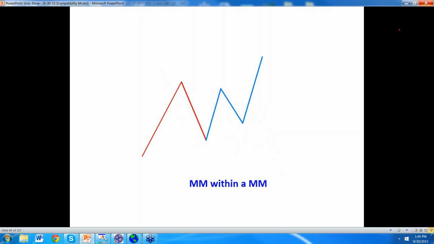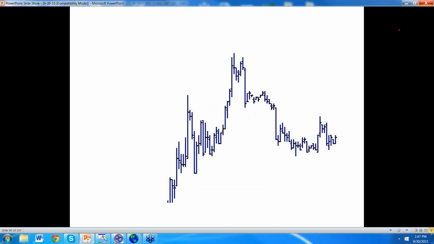I love the measure move within a measure move because that's looking like I can find a place to pick a high. Are these Gartleys? No, these are not necessarily Gartleys, but Gartleys have a lot of similarities. Well, they can be explained using the rules that I'm talking about as well. Okay, so let's take a look at an example.